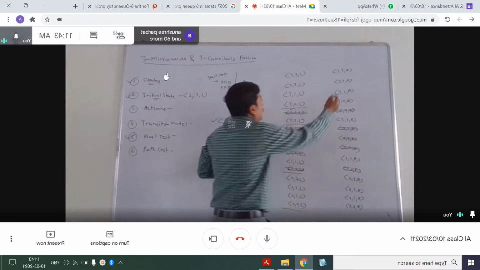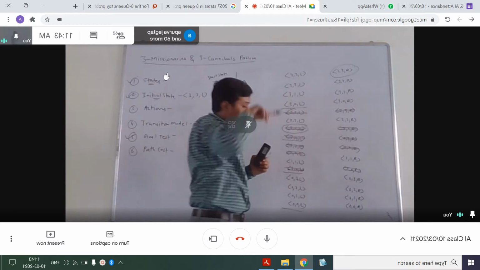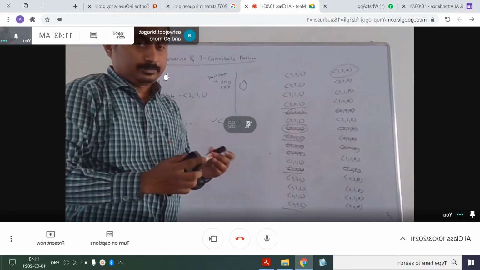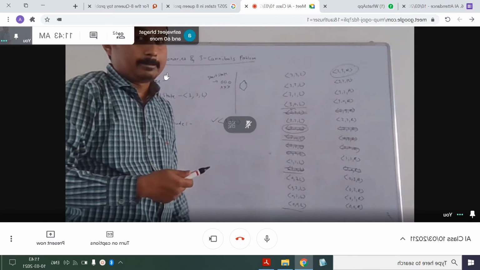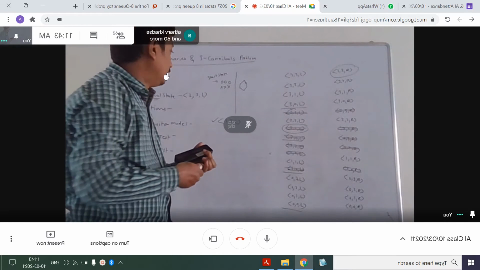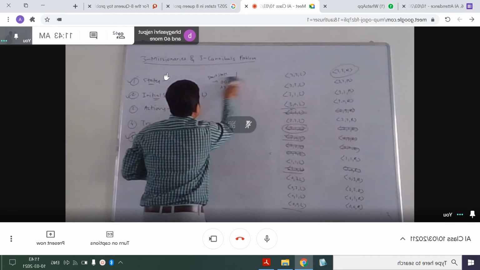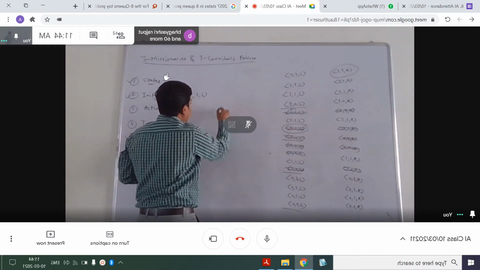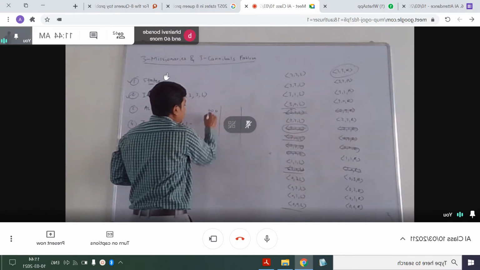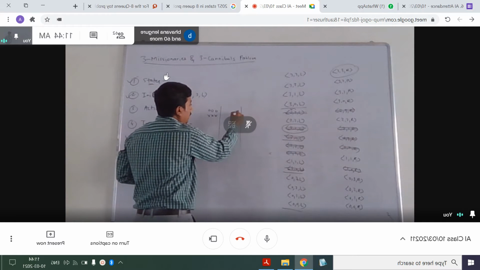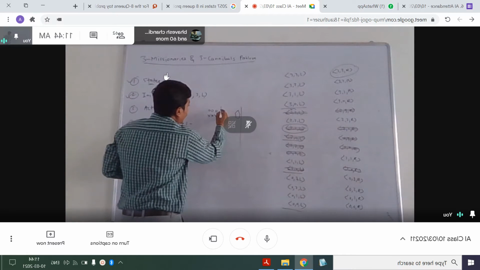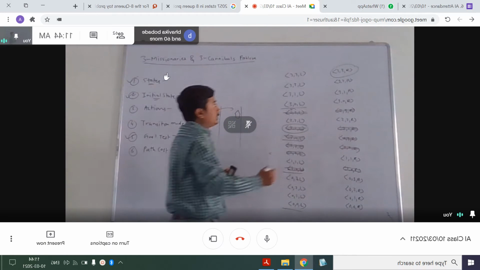And what about this state 33R? Is it possible? Can we have 33R state? What is the meaning of 33R? R means we have 3 missionaries and 3 cannibals and the boat is on the right side. Is it possible? Boat alone cannot cross the river, right? So this state is also not possible.